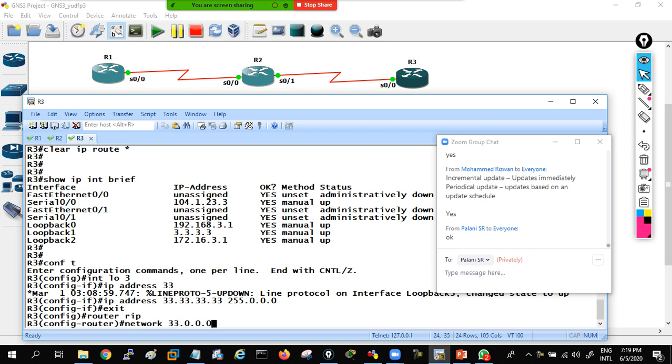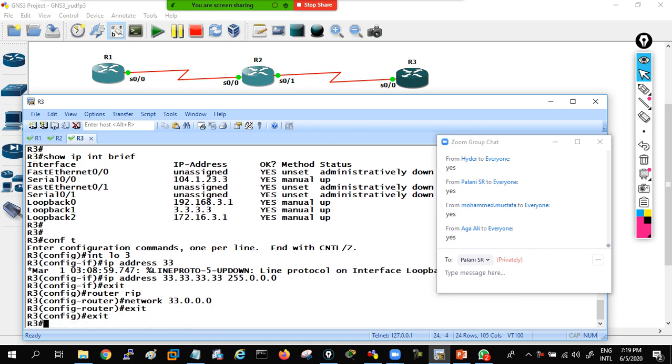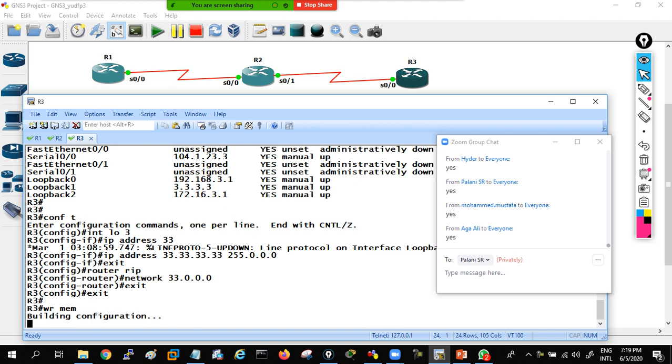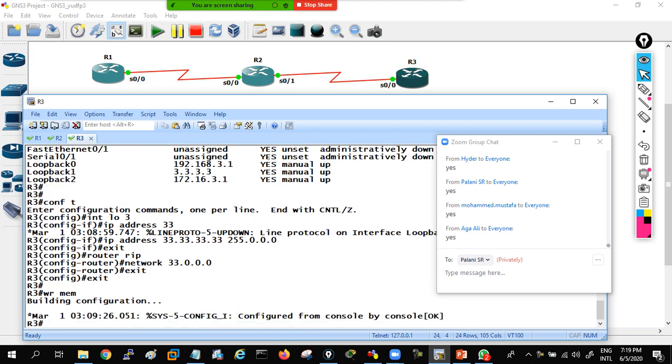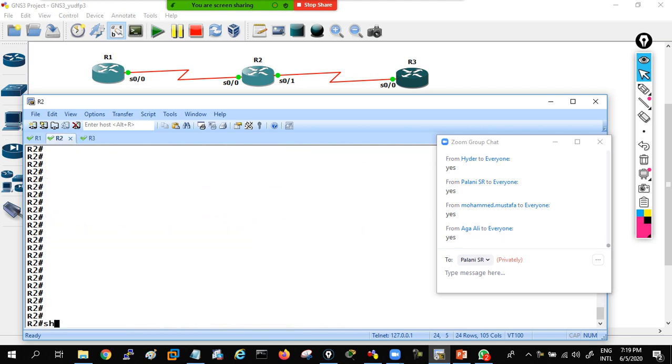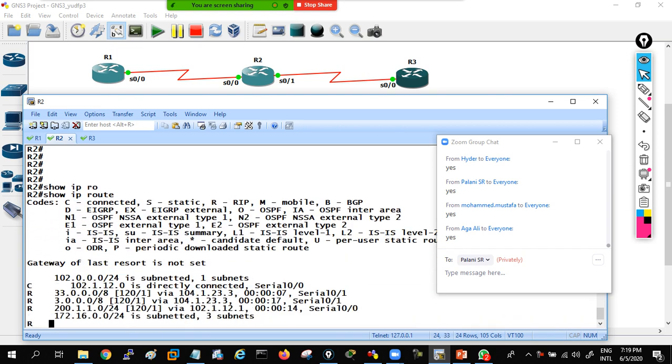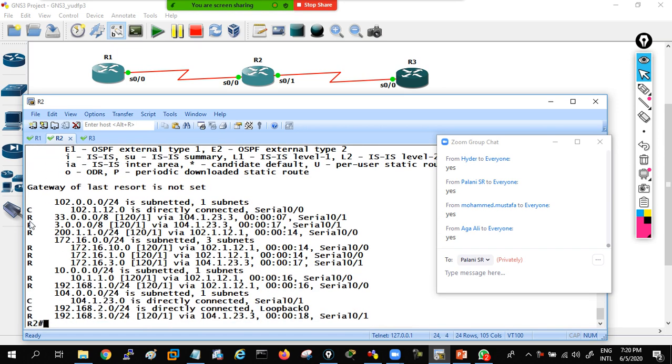Is it correct? Everybody, is it correct? The way I am advertising is correct. 33.0.0.0. Say enter. Okay, now everybody understanding, right? Perfect. Now let's go to router 2 and check it there. Show IP route. Did you see that route immediately? It's there or not? Everybody, router 2, you received it or not? Say yes or no.